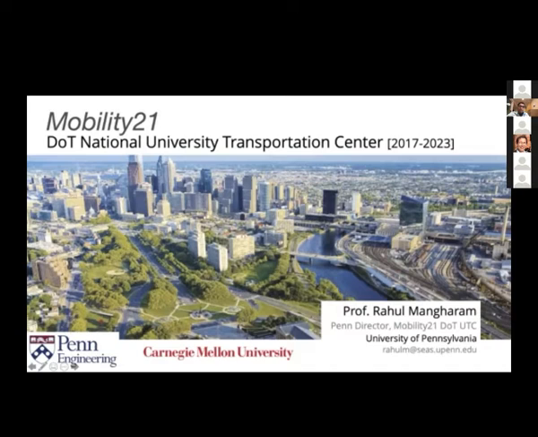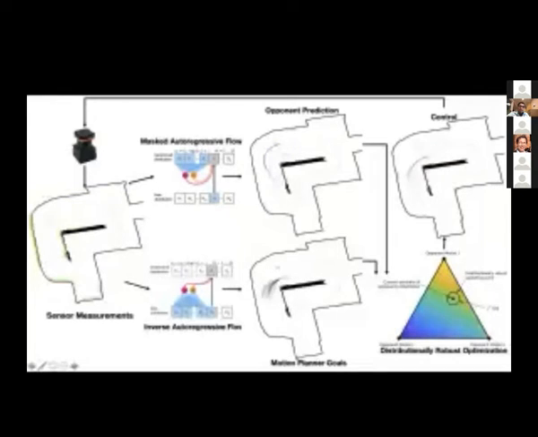We are looking at how do I balance safety and performance. And in order to do that, I need to be able to estimate my opponent's driving behavior, and then in real time decide based on that how to synthesize trajectories to overtake that opponent successfully. So I'm really understanding the risk profile of this opponent, and then coming up with overtaking strategies.